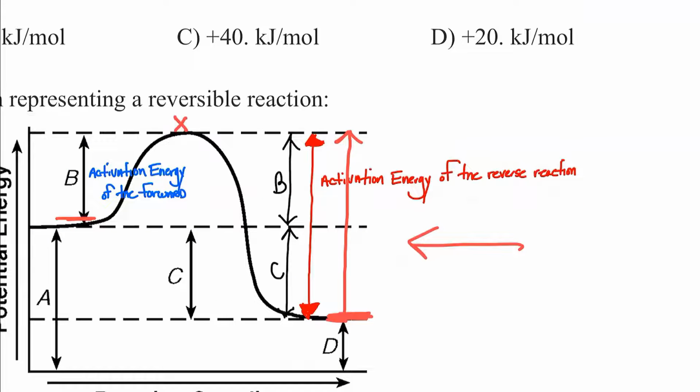Now I don't see it here, but I do see C, sorry for the pun, and I do see B. And I can see that C plus B will equal that line right here going all the way up, which is the activation energy. The energy I need to go in reverse to get to the top of the hill.